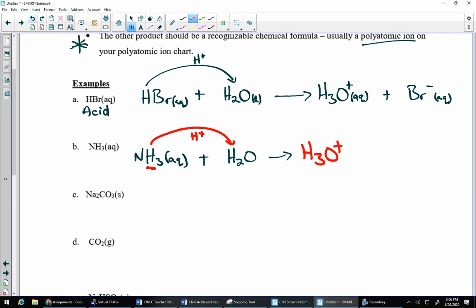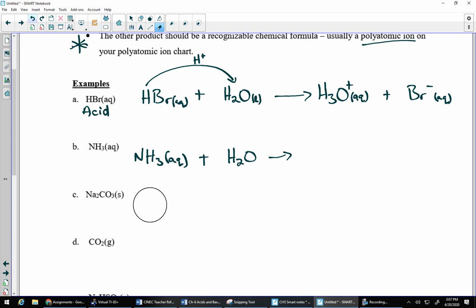Again, this is totally wrong. It's not going to happen. What would I be left with? I'd be left with NH2 with a charge of 2 negative. What on earth is NH2 with a charge of 2 negative? It's not a polyatomic ion. It's not something we've ever seen before in all of the chemistry that we've done. That's how I know that I'm doing this one wrong, right? The other thing should be recognizable.